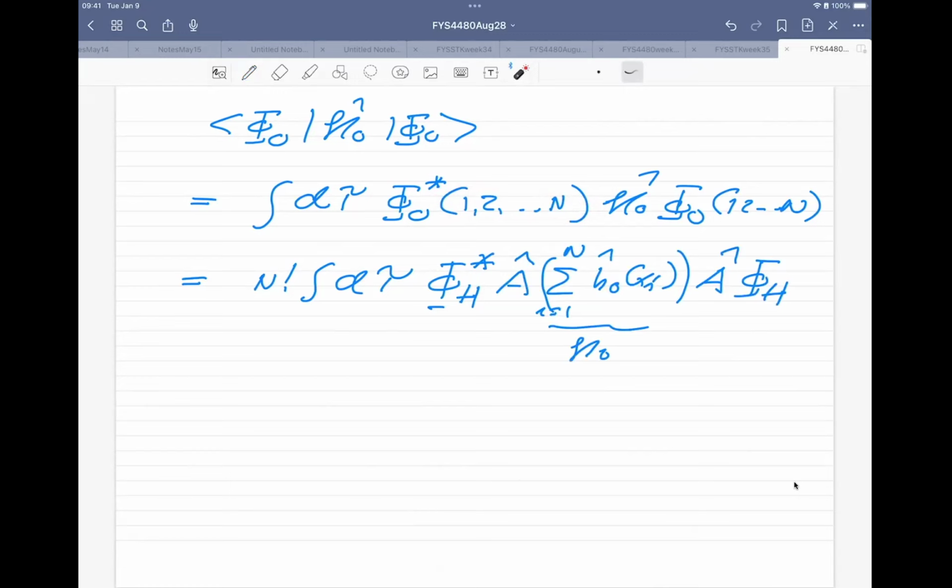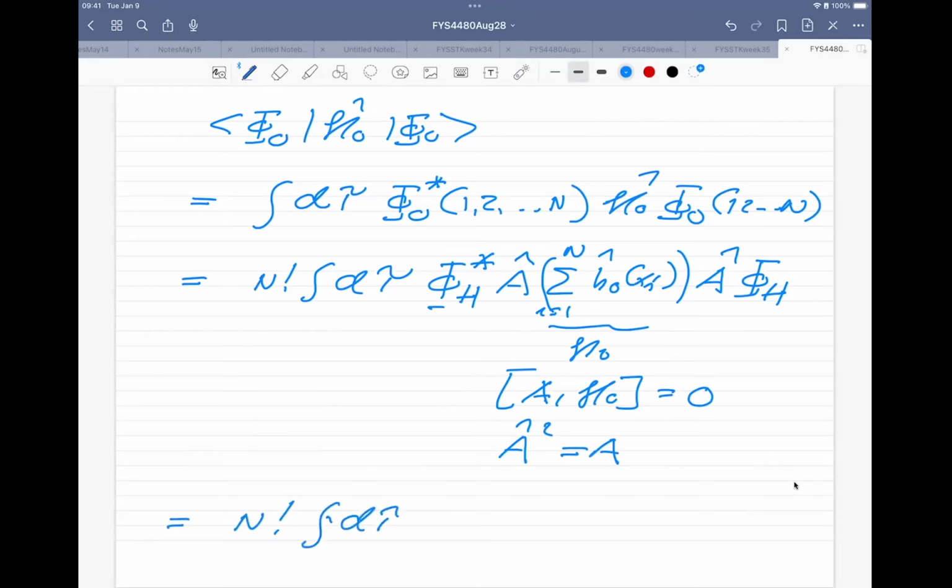Now, if we remember that this operator A commutes with h0, and that A squared is equal to A, you see now that I can rewrite this in terms of n factorial and an integral over d tau, and then I have phi of h complex conjugate times this h0 times A times phi of h, this Hartree product. So this simplifies a lot the calculations.